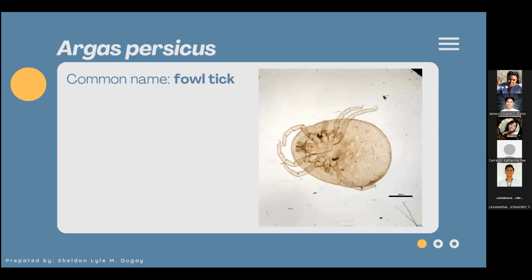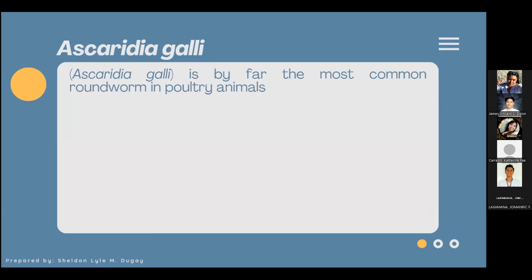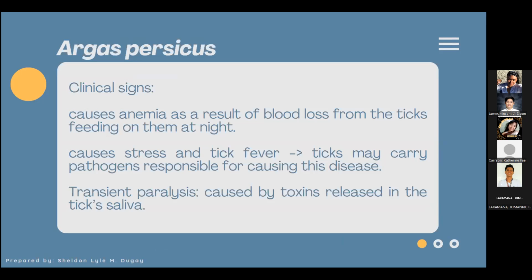Then next, Argas persicus. Common name is fowl tick. Ganito yung itsura niya sa microscope. Pero sobrang liit lang nila kapag nasa ayan, kung makita niyo sila. So yung clinical signs niya is it causes anemia as a result of blood loss from the ticks feeding on them at night. Causes stress and tick fever.